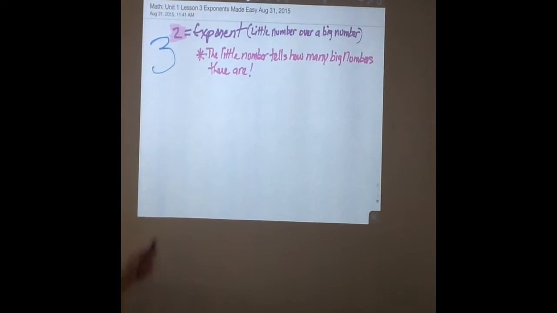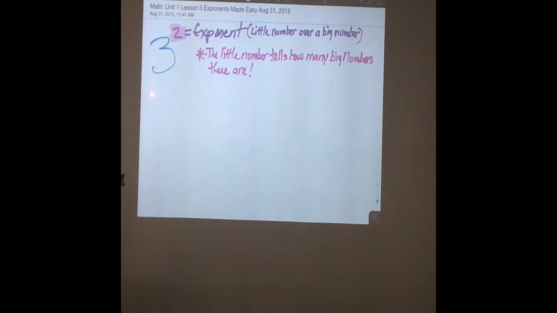Well, I put up here, an exponent is this little number that you see over the big number. So an exponent is the little number over a big number. And I want you to say that when you watch this video. Say that with me, okay? It's the little number over a big number. Okay. Now, you're saying, well, why is there a little number there? Well, that little number tells how many big numbers there are.